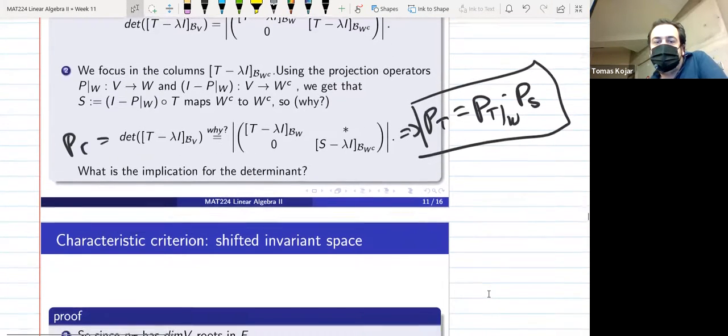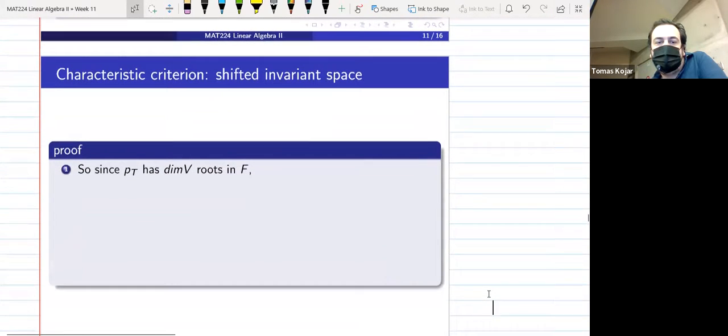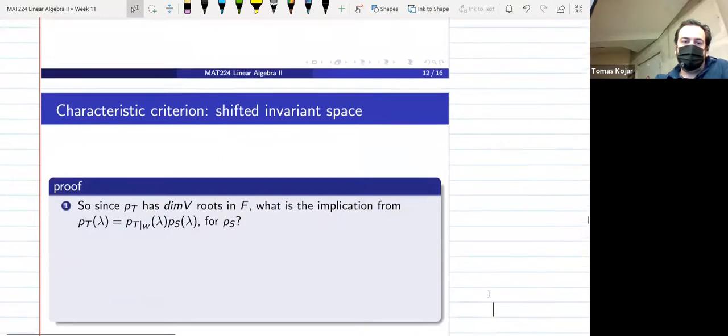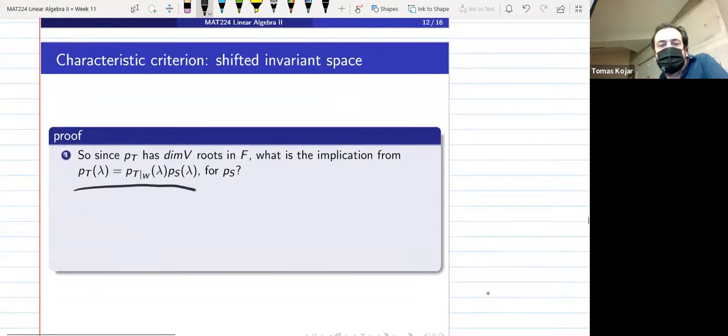All right. Our guy splits. So, we have this formula. Since it splits, what can you say about PT? Just to see if you remember the definition. What does it mean, splitting? Ismail? Do you know?